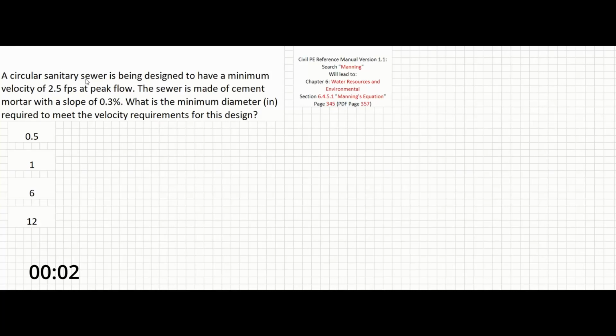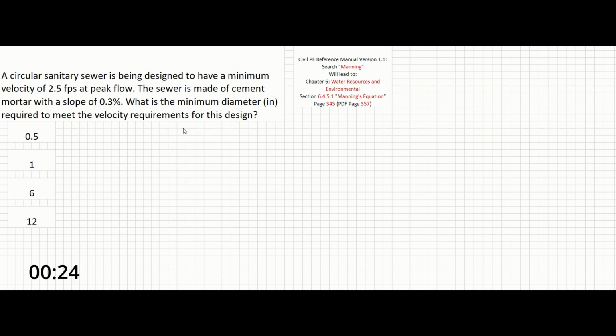A circular sanitary sewer is being designed to have a minimum velocity of 2.5 feet per second at peak flow. The sewer is made of cement mortar with a slope of 0.3%. What is the minimum diameter in inches required to meet the velocity requirements for this design?